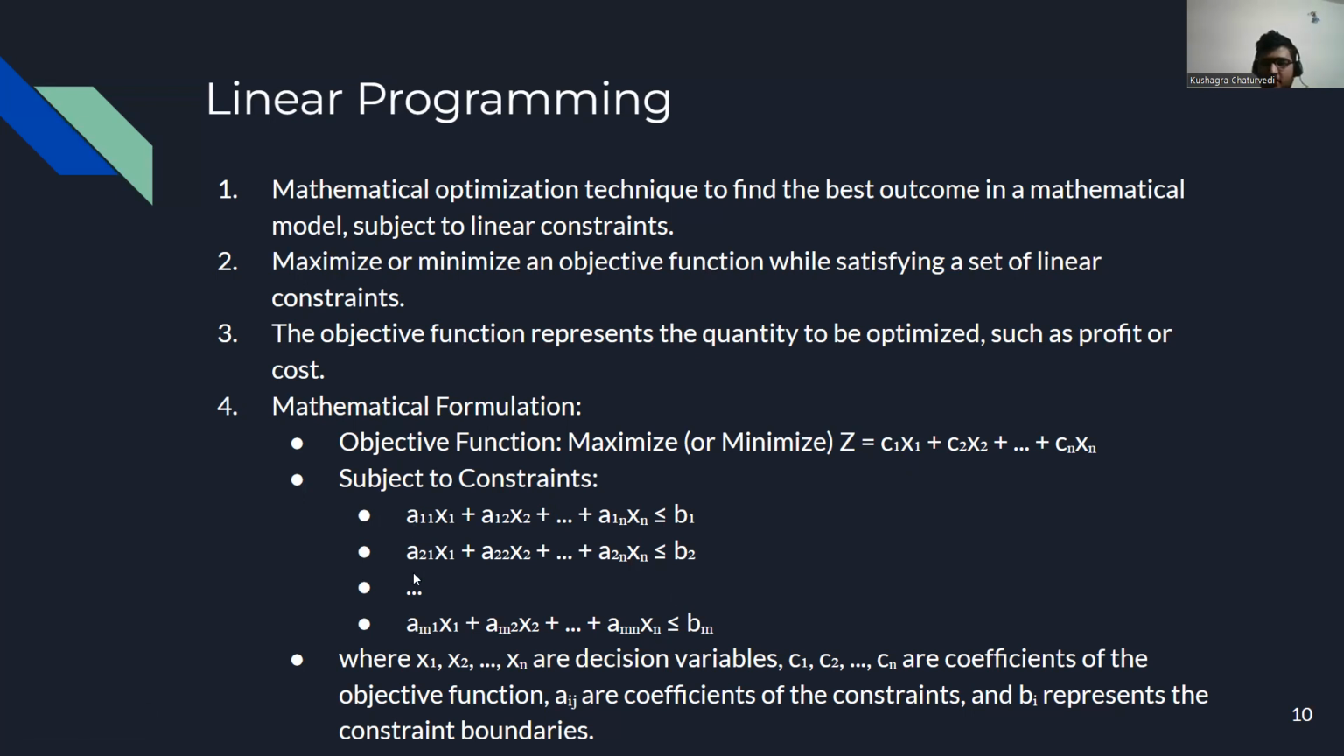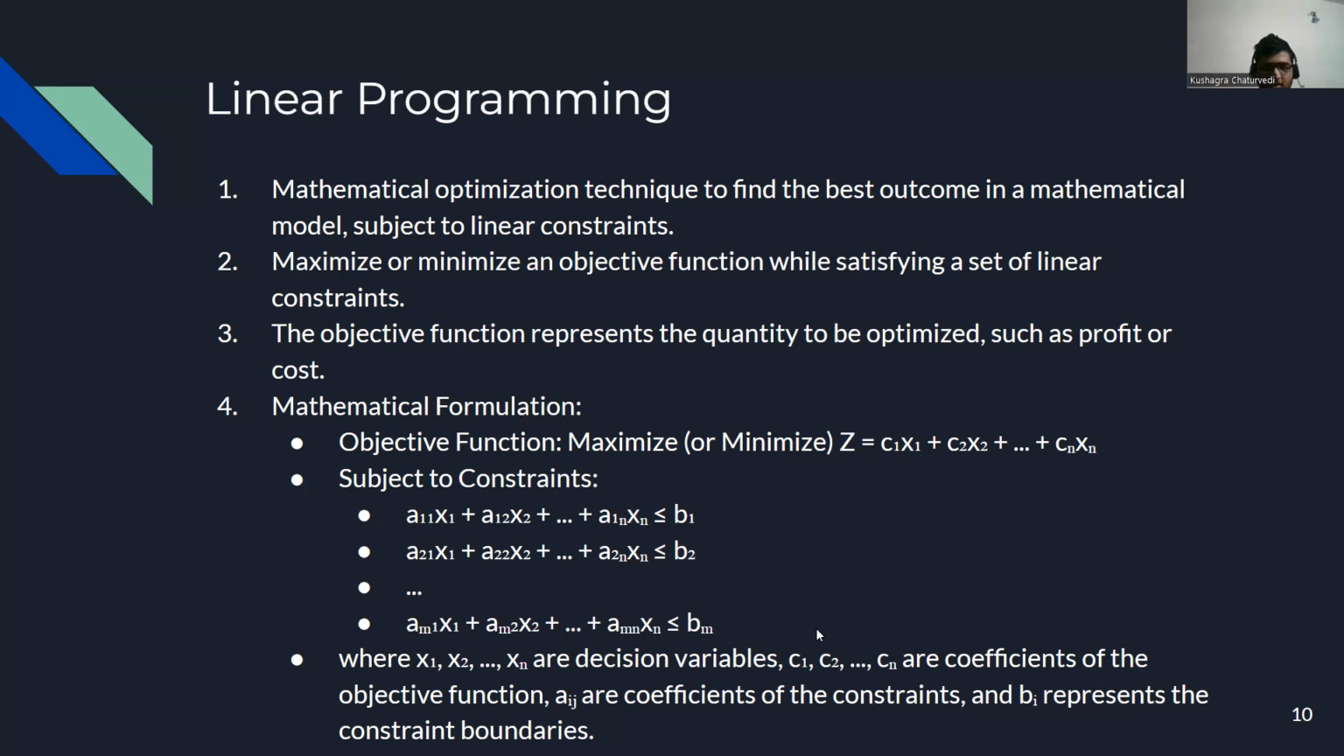A1 are the coefficient variables of the constraint function, and then x1 to xn are again the variables on which the constraints are applied, the variables that are affecting our objective function.